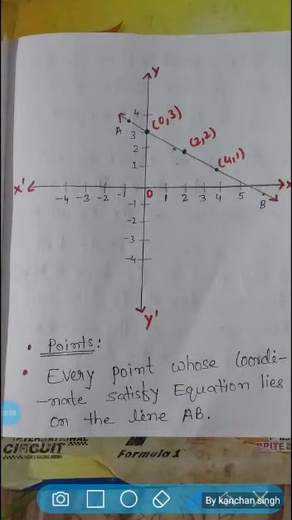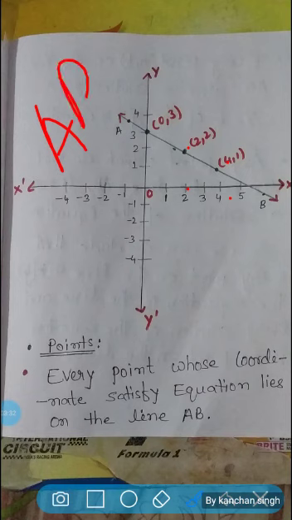Second, we have chosen 2 and 2. x is 2, y is 2. So here x is 2 and y is 2. And another one is x is 4 and y is 1. And after drawing, we get a straight line. Is that okay? What we got? We got a straight line, and that we have given the name AB. Is that okay? That straight line we have given the name AB. Now see, here what we get? We get a straight line.